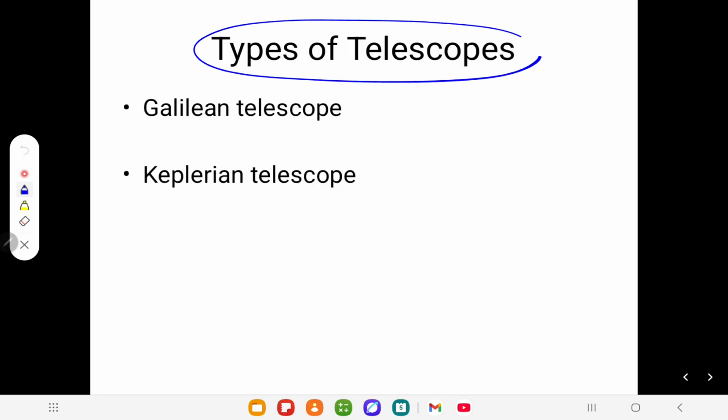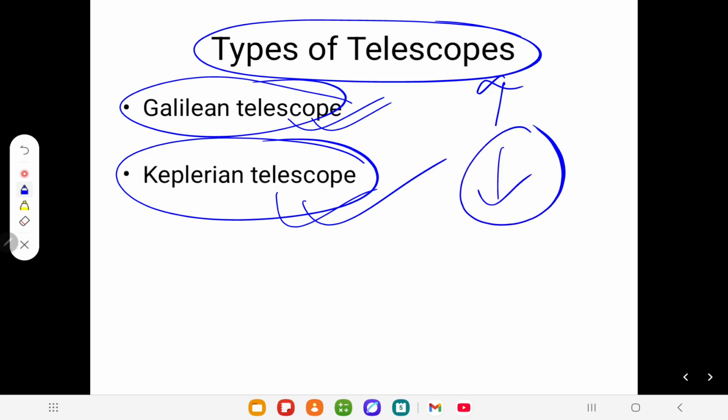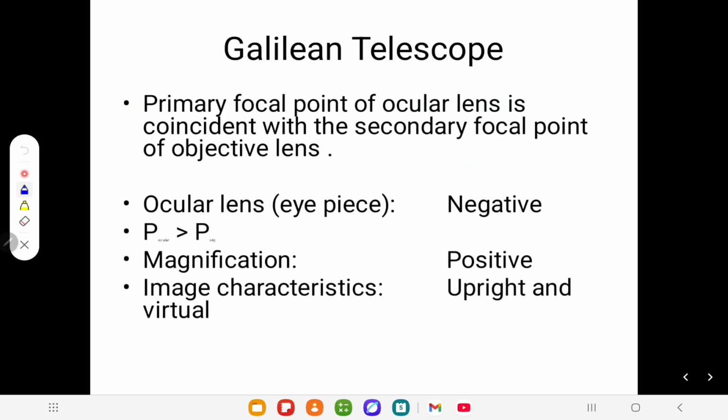The types of telescope are the Galilean telescope and the Keplerian telescope. We use the Keplerian telescope for far distance, like to see the moon and so on. The Galilean telescope is more useful in case of low vision, because the Galilean telescope creates an erect image and the Keplerian telescope creates an inverted image. We will discuss this in optics basically.